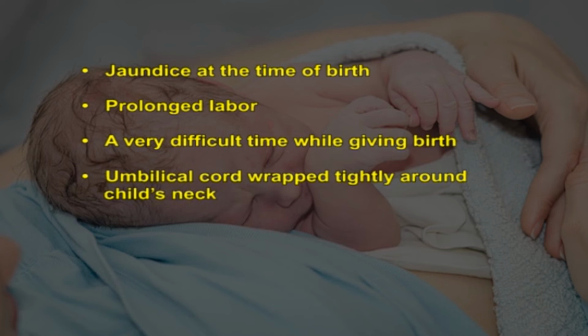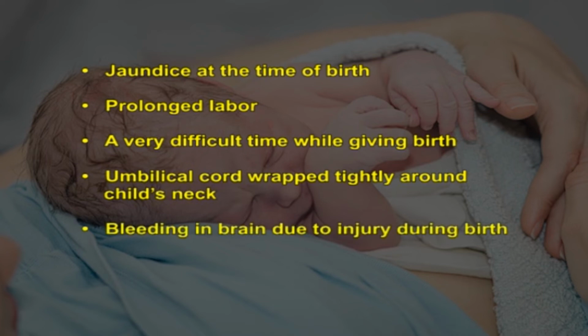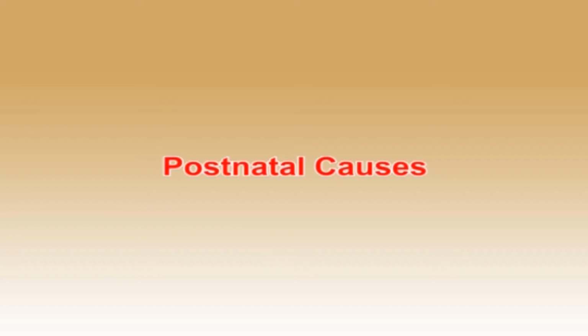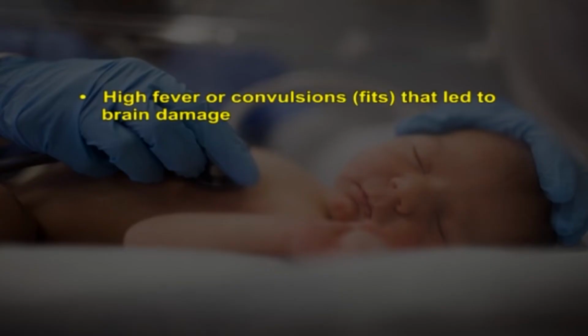Umbilical cord wrapped tightly around the child's neck. Bleeding in the brain due to injury during birth. Delayed birth cry or delayed time to breathe. The next is postnatal causes. High fever or convulsions that lead to brain damage.